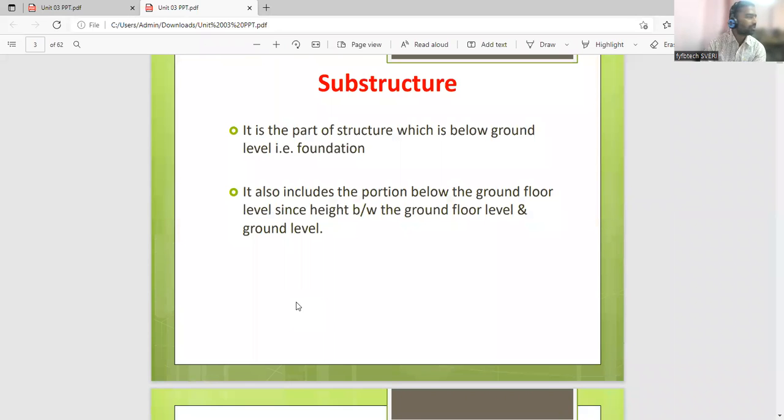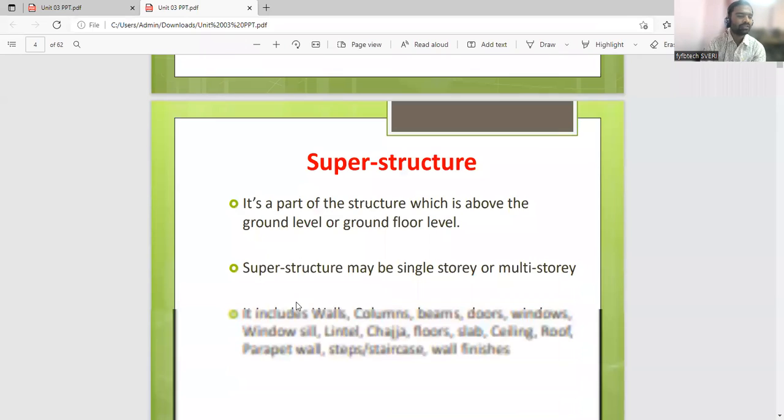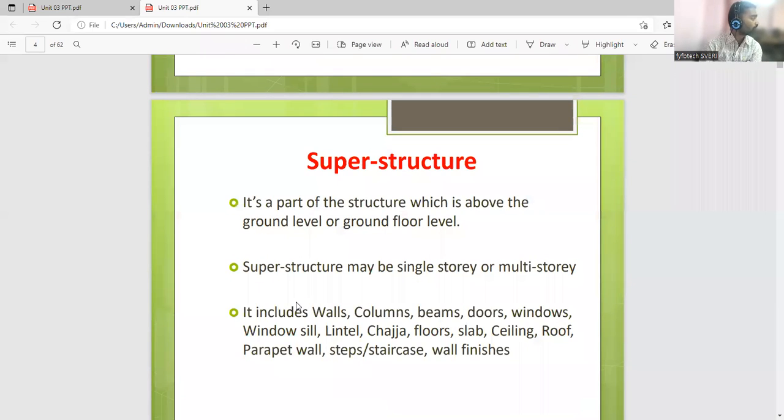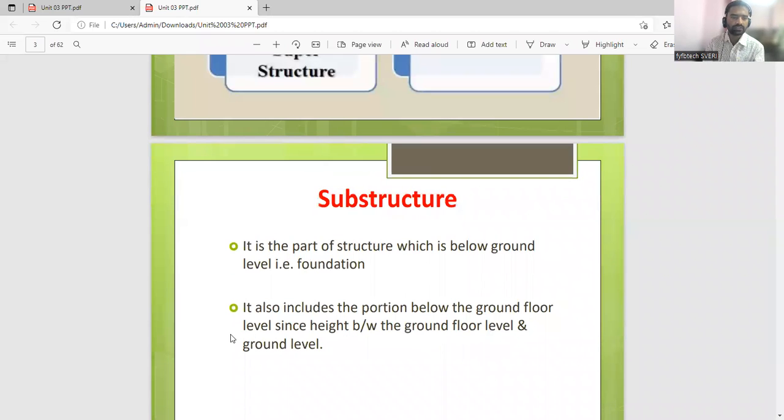Substructure. Have you taken this point? Have you written in your notebook? Okay. So substructure you have written. Superstructure, have you written? Open your notes. I will dictate the notes. The points which are important from the examination point of view or multiple choice questions, I will dictate. You can note down that one. Is it okay, all of you? Have you taken this substructure definition?